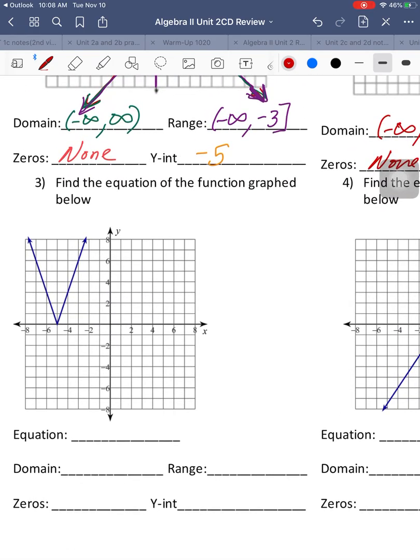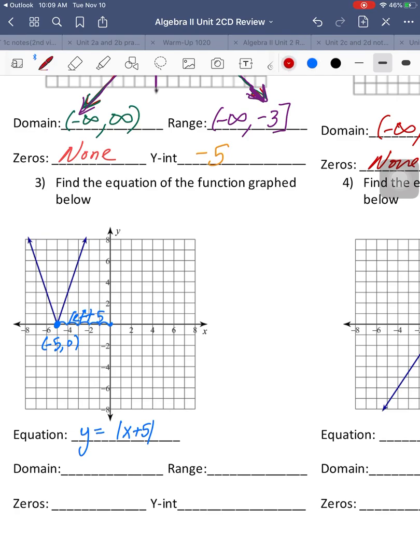Number 3, find the equation of the graph of the function graphed below. Okay, so here we have to find the vertex first. So the vertex is here at -5, 0. From the origin, where the vertex of the parent function is, we went 1, 2, 3, 4, 5 left. So left 5. There's no up or down, so in the equation we're going to have y equals a left 5, so x plus 5. There's no up or down, so no plus or minus on the outside.